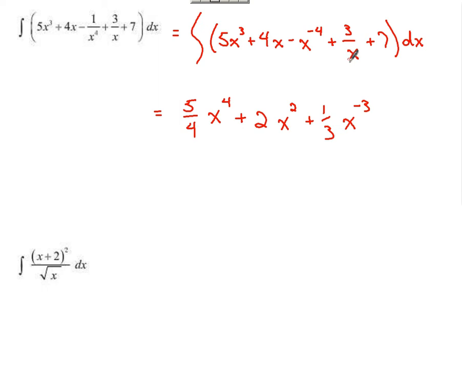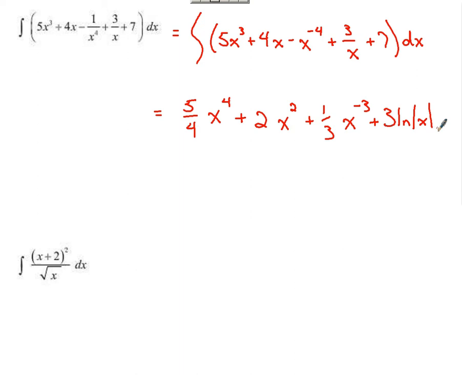All right, special guy right here, 3 over x. If it's ever just 1 over x, when you take the antiderivative, you have to remember that the antiderivative of 1 over x is the natural log of the absolute value of x. You just have to remember that. So since there's a 3 there, we'll say 3 natural log of the absolute value of x.